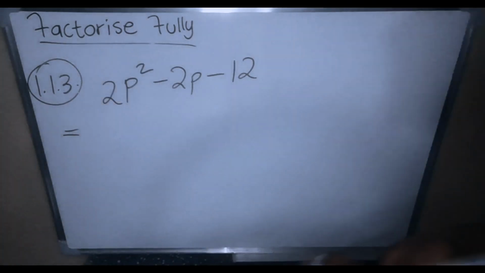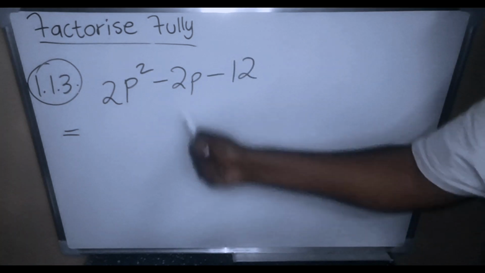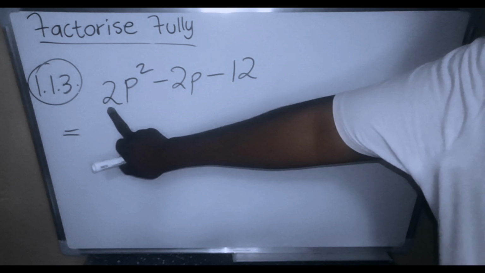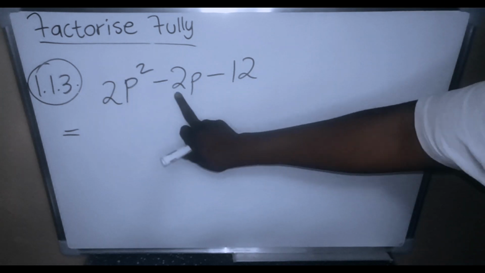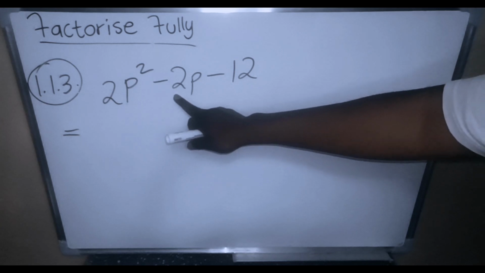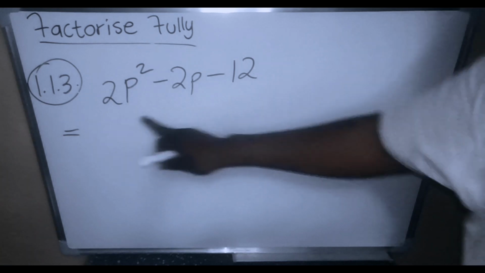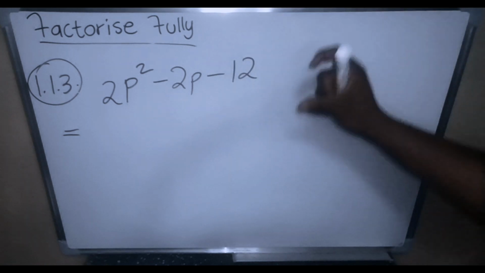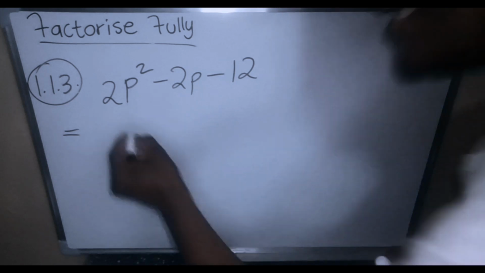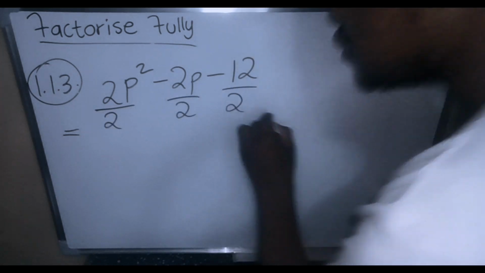Can we remove this 2? Yes, I can remove this 2, because I can divide each and every term by this 2. I can see that this 2 is common on my middle term, and this 2 is again common on my last term. That means 2 is common on every term of this expression. Therefore, I'm going to divide all the terms by 2.